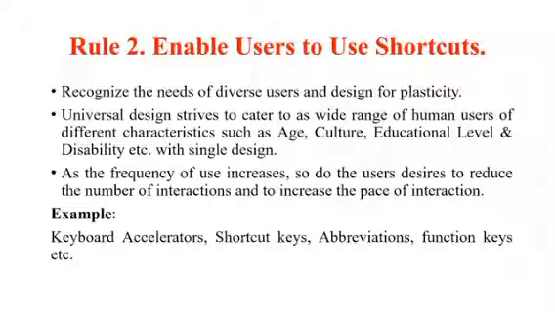Rule number 2, enable users to use shortcuts. Recognize the needs of diverse users and design for plasticity. Universal design strives to cater to as wide a range of human users of different characteristics such as age, culture, educational level and disability, etc. with a single design. As the frequency of use increases, so does the user's desire to reduce the number of interactions and increase the pace of interaction. Examples are keyboard accelerators, shortcut keys, abbreviations, function keys, etc.